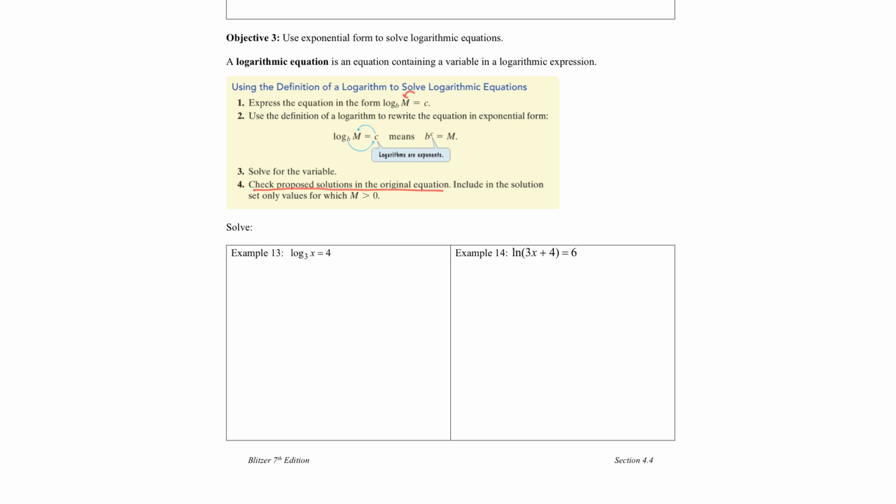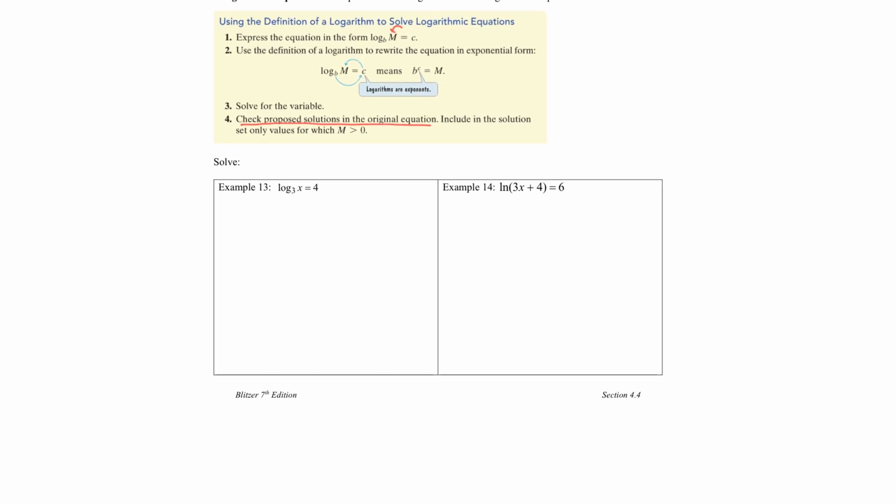Okay, so let's look at this first example. It says log to the base 3 of x equals 4. So all I need to do for this one literally is write it in its exponential form. The base is 3, the exponent is 4, the result is x. So x equals 3 to the 4th, and all I have to do is realize that 3 to the 4th is equal to 81, and I have solved this logarithmic equation.